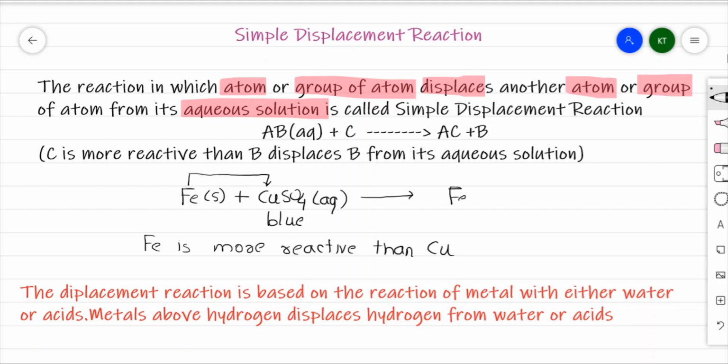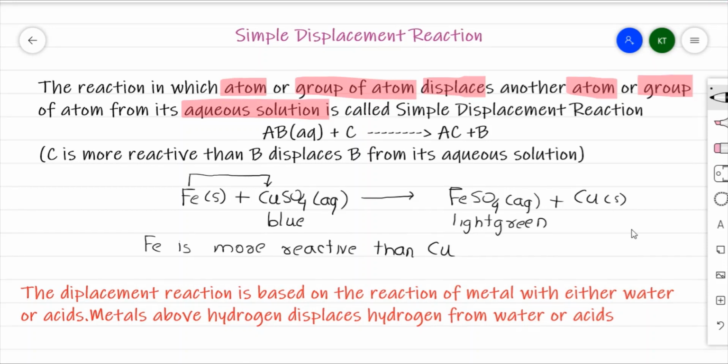So I'll be getting FeSO4 aqueous plus copper metal as a solid. There will be a pinkish deposition of copper seen on iron, and the solution will turn light green in color. So this is a simple example to understand displacement reaction.